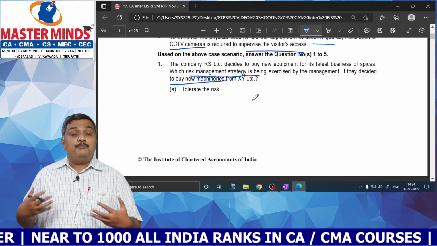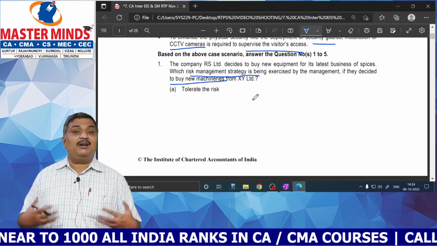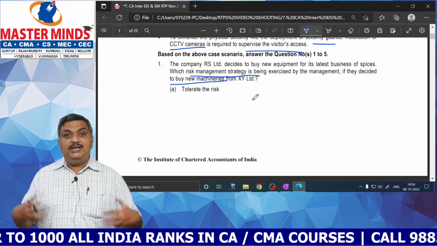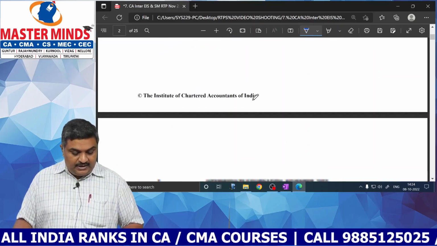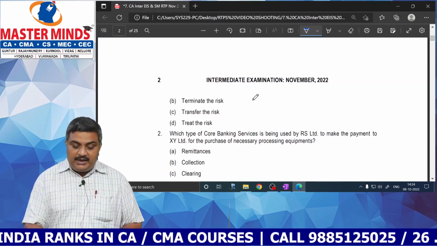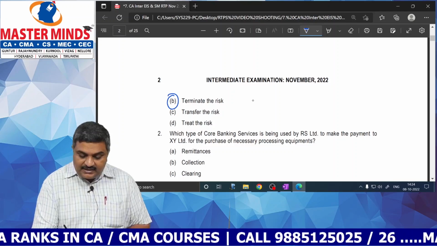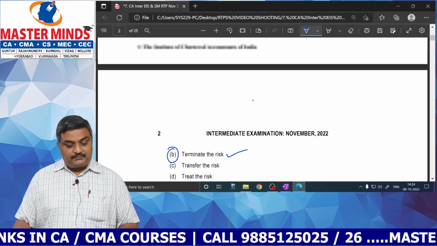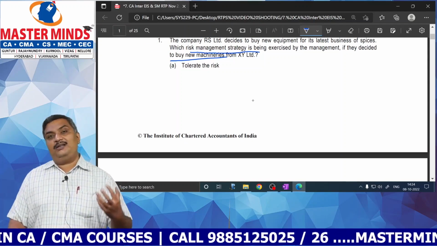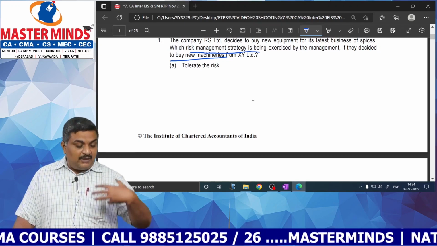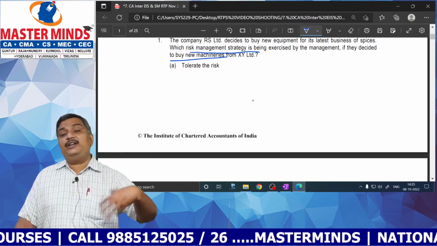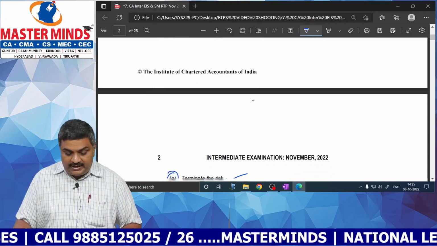So purchasing new machinery from a reliable vendor will definitely help you to terminate or eliminate the risk. So the answer will be terminate or eliminate the risk. This is the right answer. So it will not be tolerate the risk. Tolerate the risk means accepting the risk, knowing that risk is there and you are ready to accept the risk. So that is not tolerating the risk.